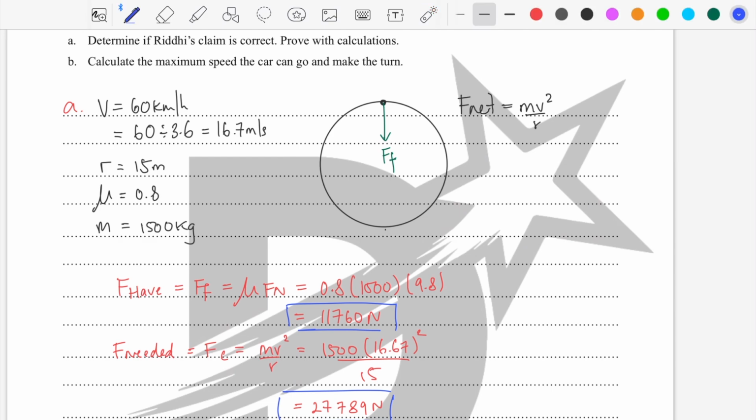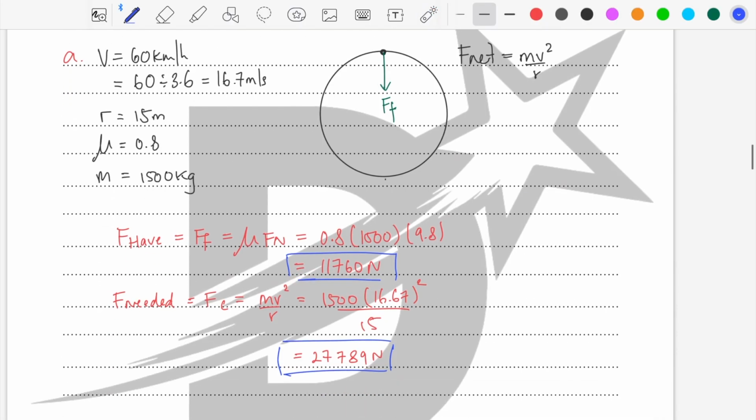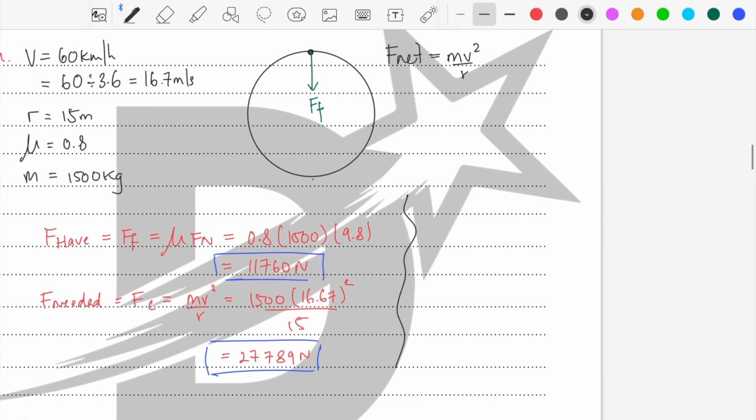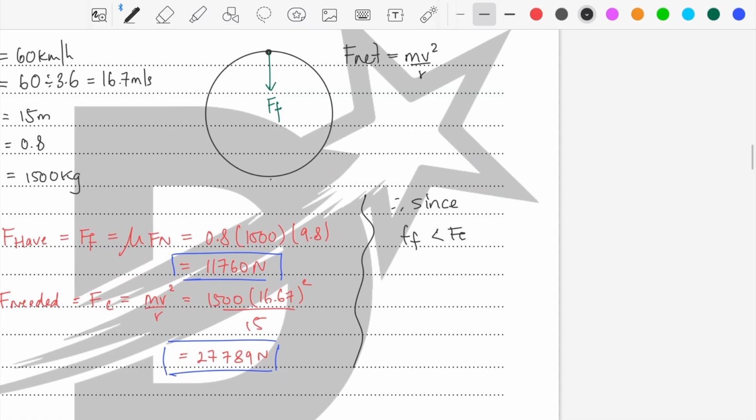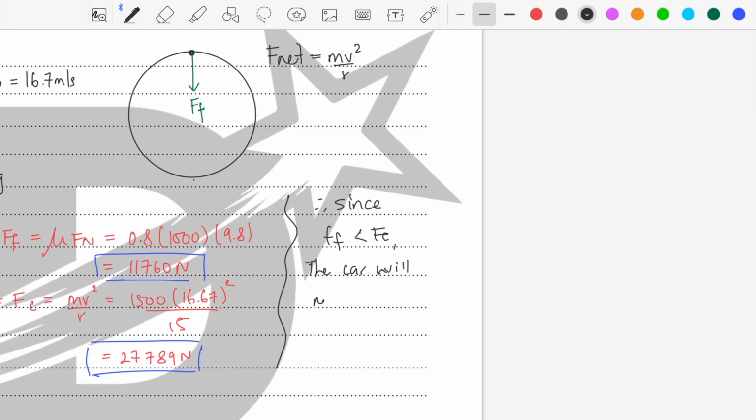However, if you compare these two numbers, how much force do you actually have? 11,760. How much force do we need? 27,789, right? Clearly, we don't have enough frictional force. True? So therefore, since your frictional force is less than your centripetal force, the car will not make it. So in other words, she's right.